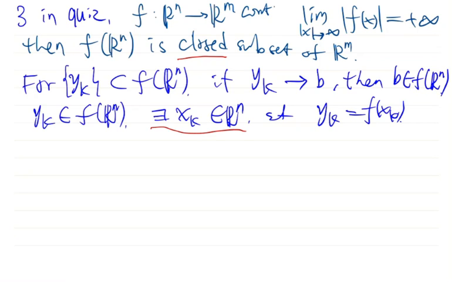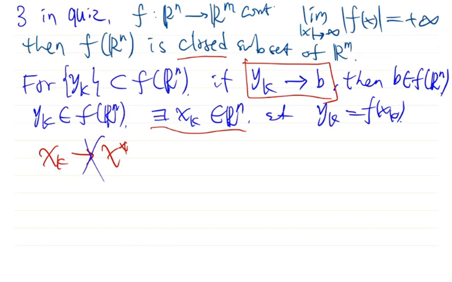But many students, after choosing this y_k, said that x_k converges to x star. This is wrong. You don't have x_k converging to x star. From the convergence of y_k, you could not obtain the convergence of x_k.